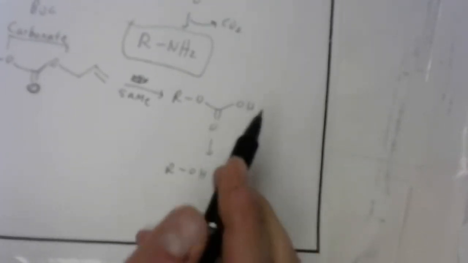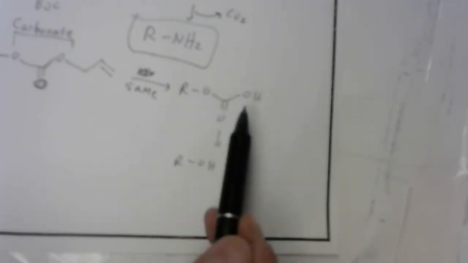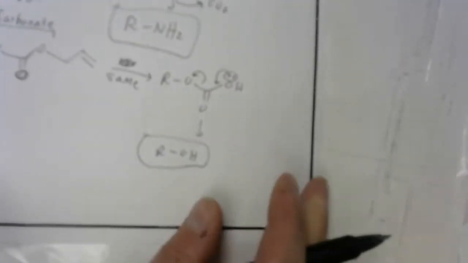And how might this kind of carboxylic acid looking thing degrade to form the alcohol? Well, it's the same thing as we did for the amine, where with the carbamic acid, the oxygen kicked in and then made CO2, kicking off the nitrogen. Well, this same thing can happen here. And now you have an alcohol, okay?